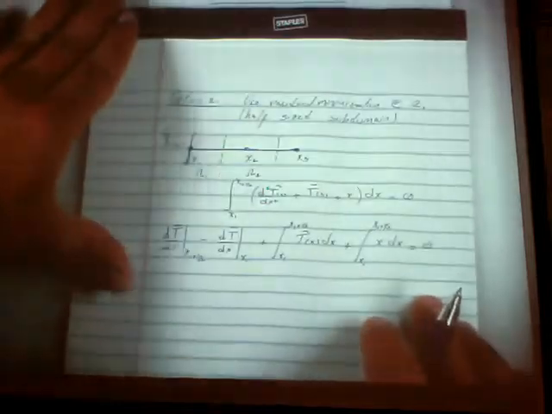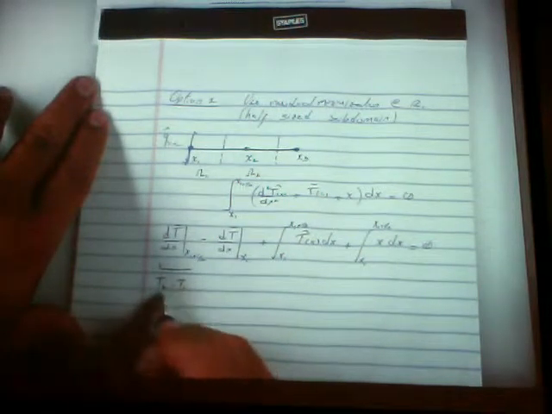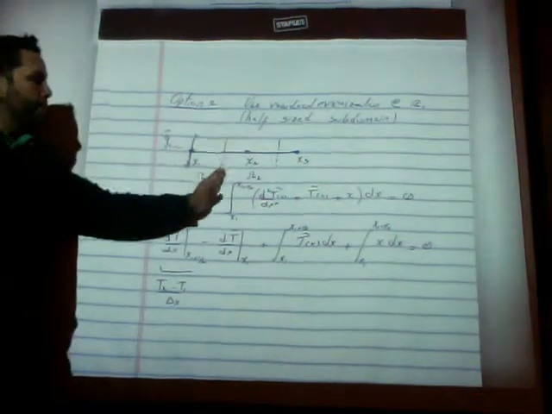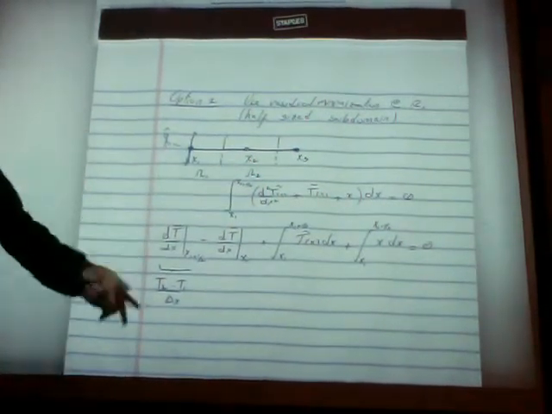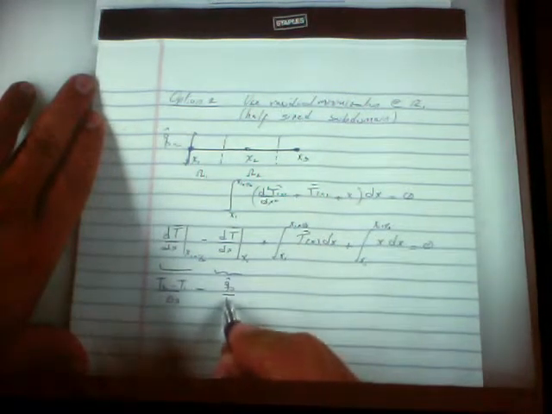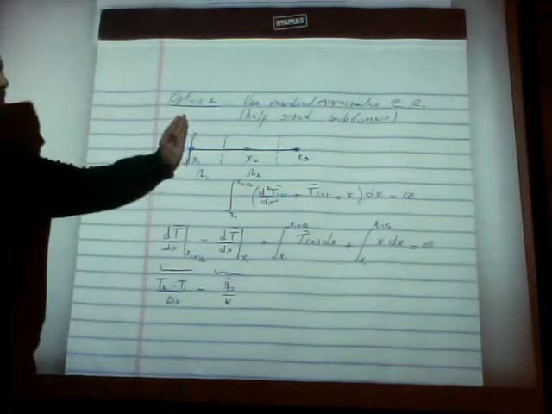This one will result in T2 minus T1 divided by delta x. That's the flux at this interface: this temperature minus this temperature divided by this distance, which is delta x. This is from the approximation of the temperature, same thing we did before. This one is Q0 over K. That's the imposed value. That's the TDX right here.